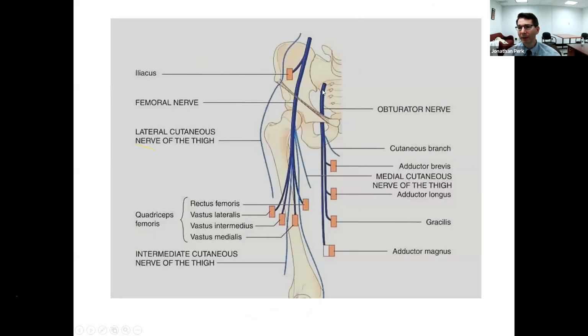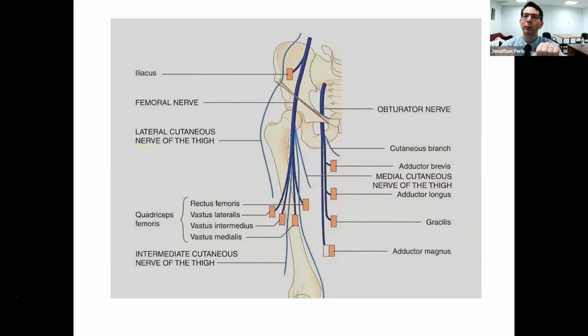It's completely separate from the femoral nerve. It's nowhere near the femoral nerve. It's a completely different nerve. The only thing that it shares with the femoral nerve are the roots. And in this case, the obturator nerve is responsible for adduction of the hip.